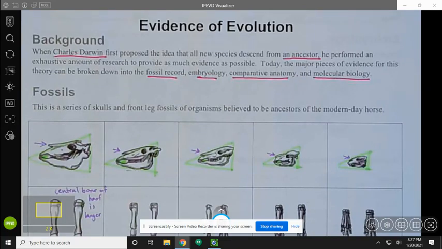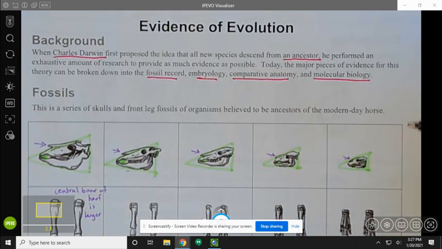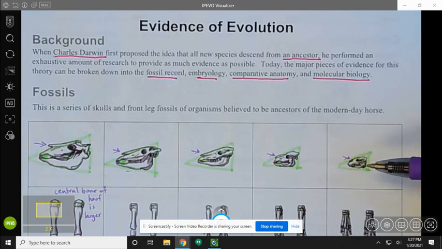Hello, students. We're going to take a look today at your Evidence of Evolution packet. What we're going to look at today is the first set of evidence for evolution, and that is looking at the fossil record. When we look at the fossil record, we look at fossils from various periods and we try to see how these fossils are similar to each other. How have they changed? And what does that tell us?